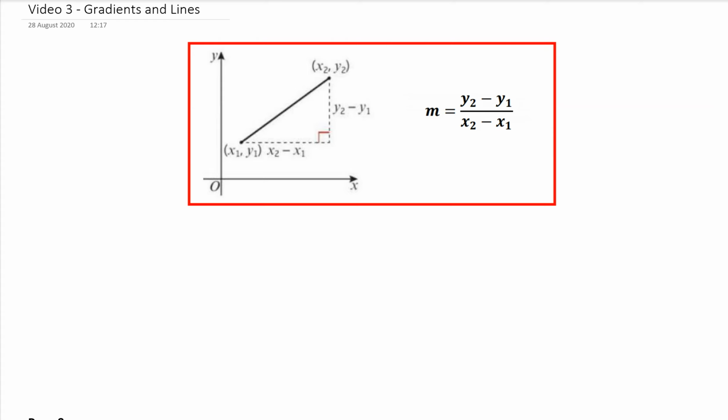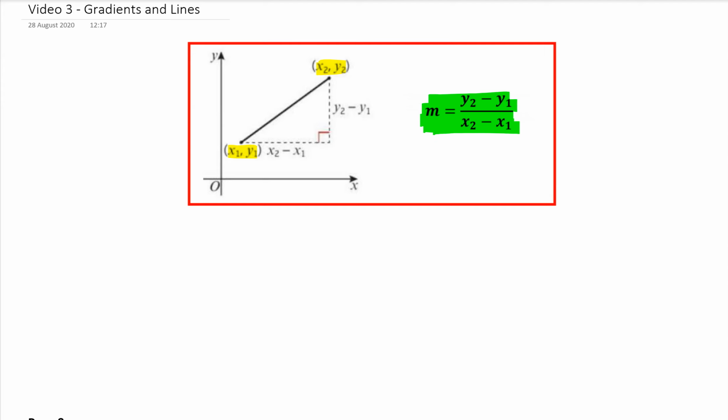Pure Handbook 1, Lesson 3, Gradients and Lines. In this video, we're going to start off by finding the gradient between 2 points. So we have our first point here, which we're going to define as x1, y1, and the second point is going to be x2, y2. If I want to find the gradient, I just use this following formula.